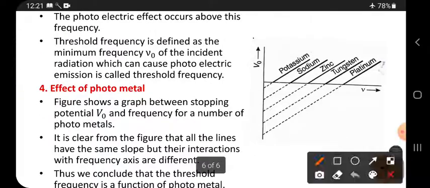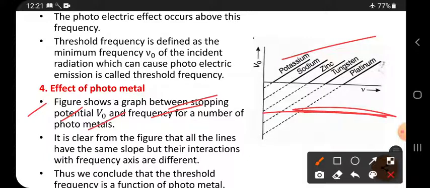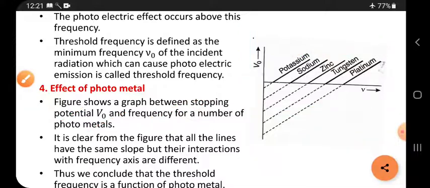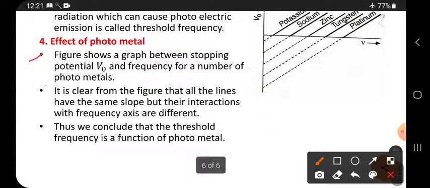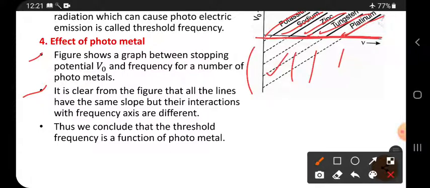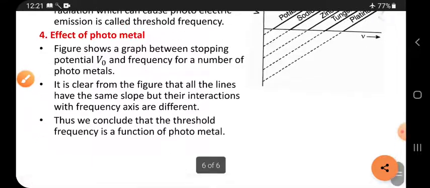And next, the effect of photometal. This figure shows a graph between stopping potential and frequency for a number of photometals. On this side the number of photometals are taken and on this side the stopping potential. It is clear from the figure that all the lines have the same slope, but their intersections with the frequency axis are different. They intersect at different points.